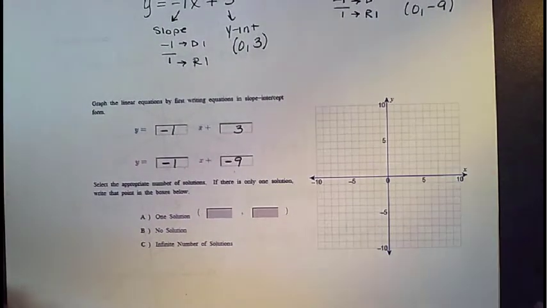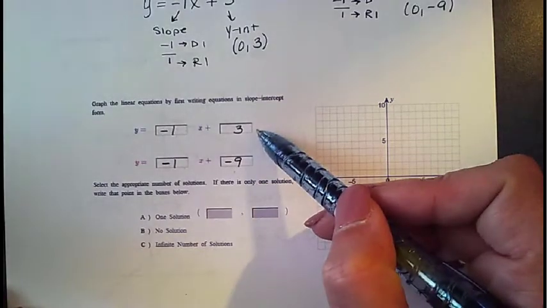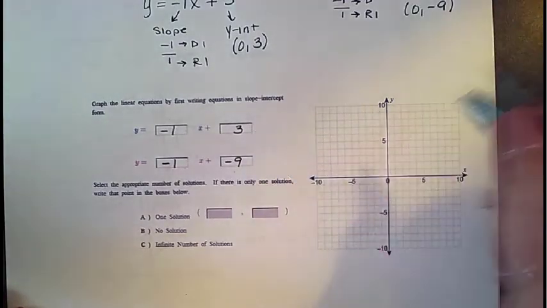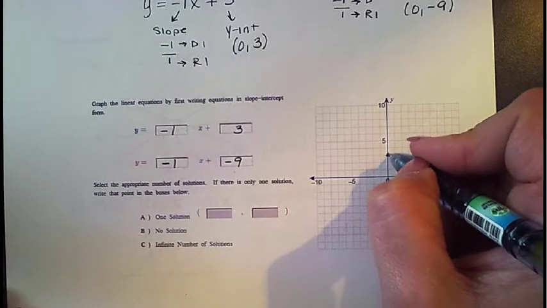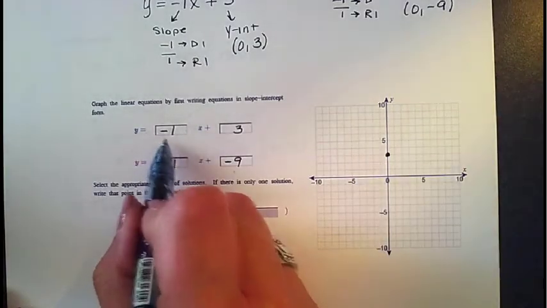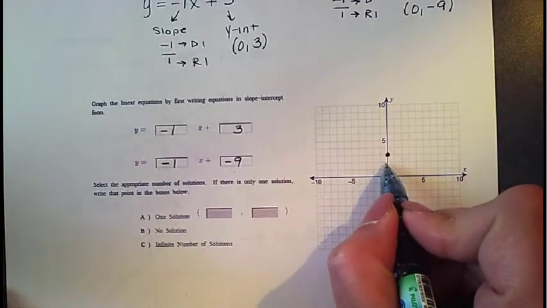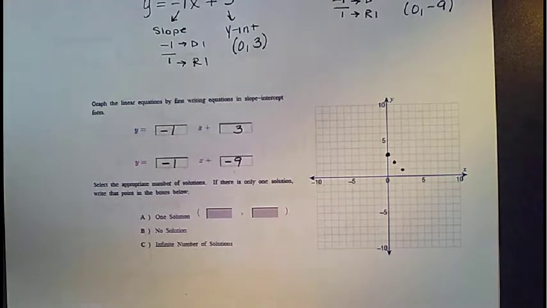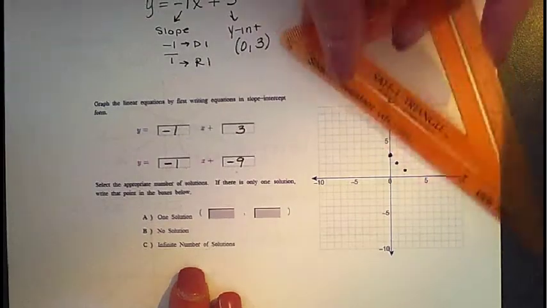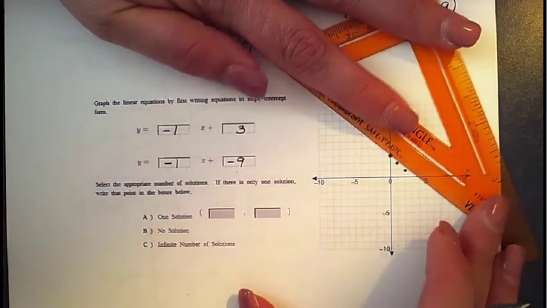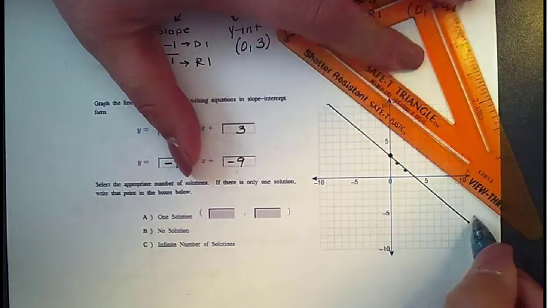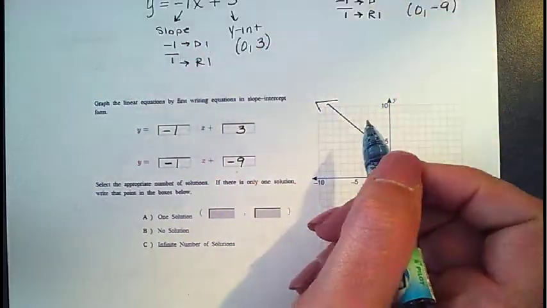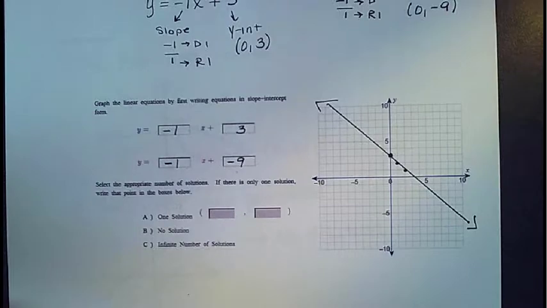Again, starting with my y-intercept, I'm going to graph my first line here, the -1x plus 3. So I'm going to go up to 3, which is going to be right here. And again, my slope is -1 over +1, so that's going to be down 1 and to the right 1. And I'm going to do it one more time just to get me 3 nice straight points there. Helps me draw my line. I'm going to cheat and use my triangle here. And there is the graph of y equals -1x plus 3.